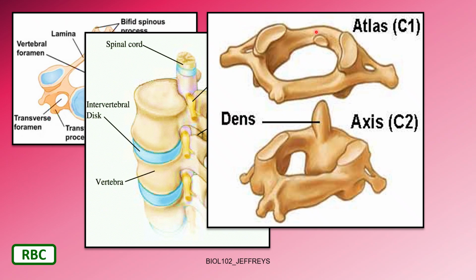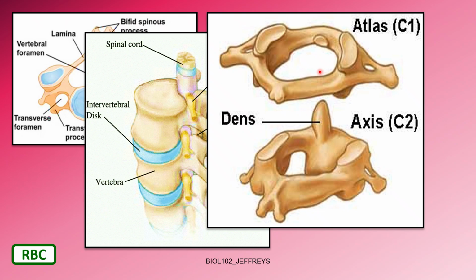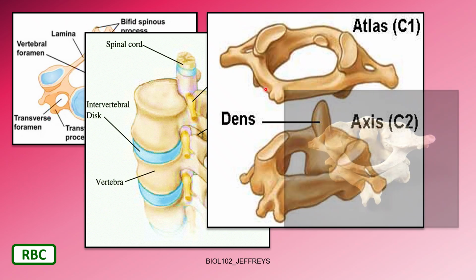Now this is called atlas because it holds up the skull. And the reason they use atlas, because you've seen various images like this. This is from Greek mythology. This is Atlas holding up the world. And so the atlas, C1, holds up your skull like the mythical Atlas holds up the world. That's where that comes from. And so here you see it in diagram. Now here is the real thing.